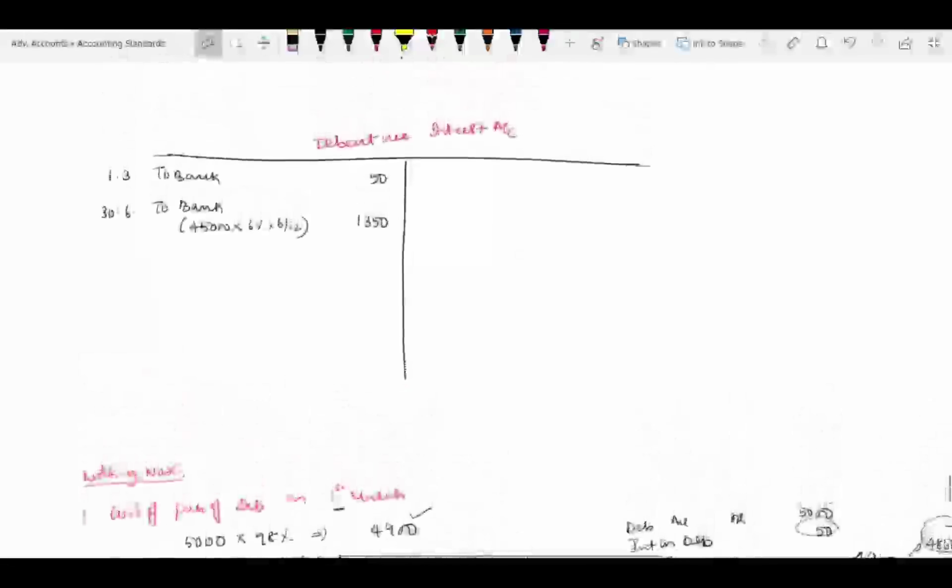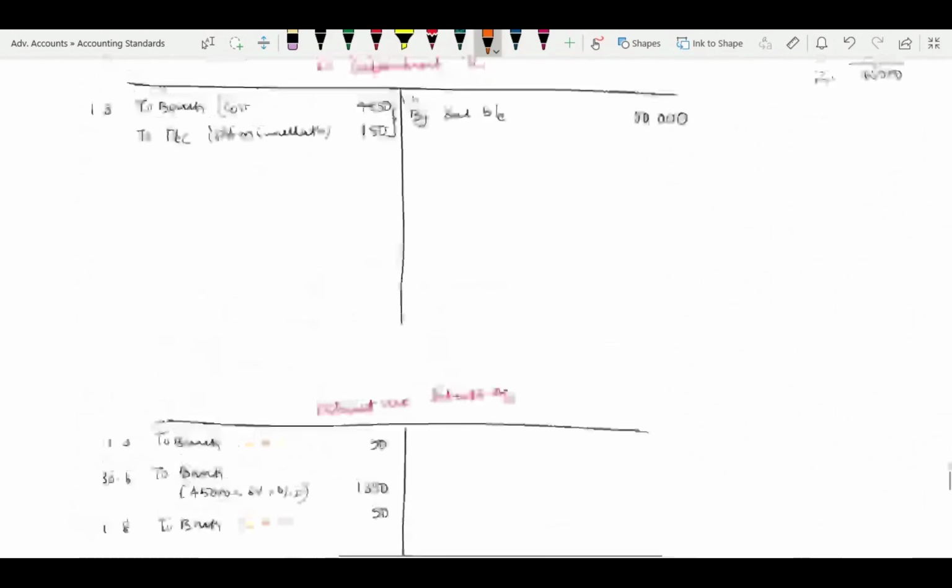So therefore, 1st August, look out, interest to bank. Interest is just 50. For this, if you want, refer to working note number 2. For the other, working note number 1. For this, the calculation is already given.